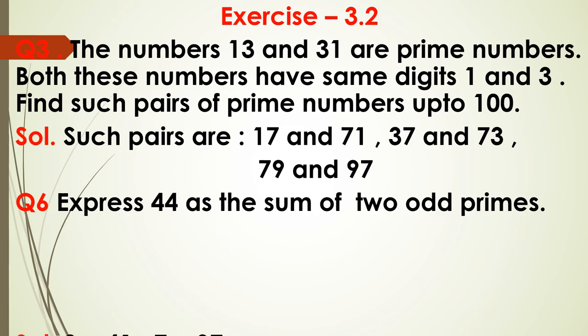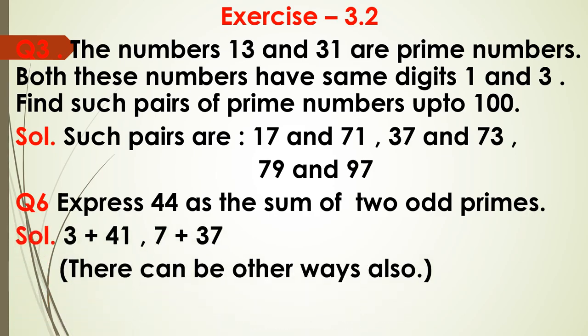Now see 44. 3 plus 41. 3 is an odd number and prime number also. 41 is an odd number and prime number also. And 3 plus 41 is 44. See one more example. 7 plus 37. 7 is an odd number, prime number also. 37 is an odd number and prime number also. There are other ways also in which you can find out 44 as the sum of two odd primes.